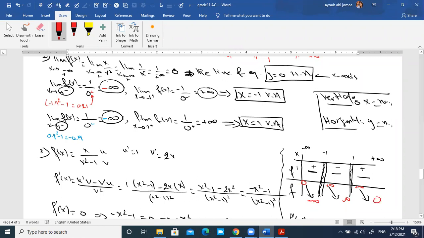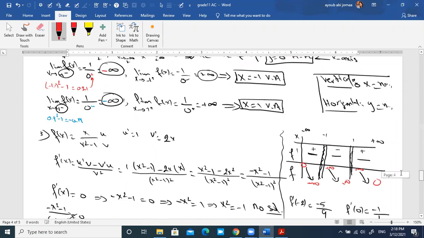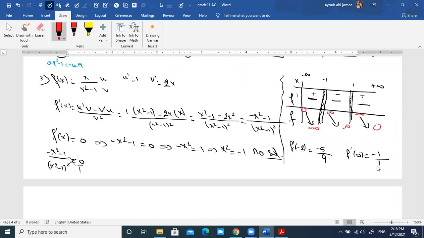Right. Now for the asymptotes, here we have horizontal asymptote. In this one we have vertical asymptote. And here we have also vertical asymptote. Here we have horizontal asymptote. Right.